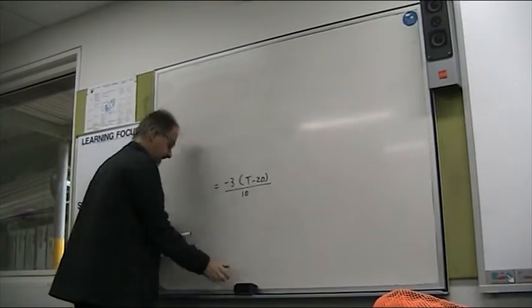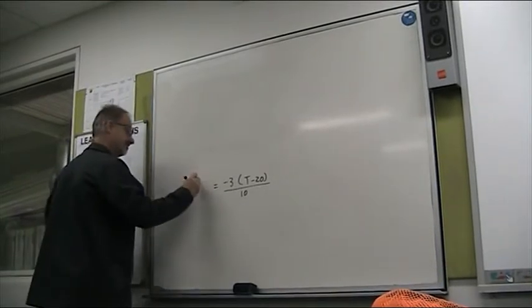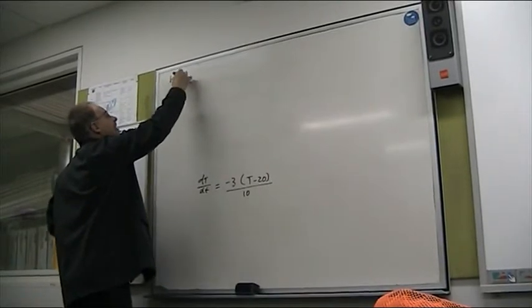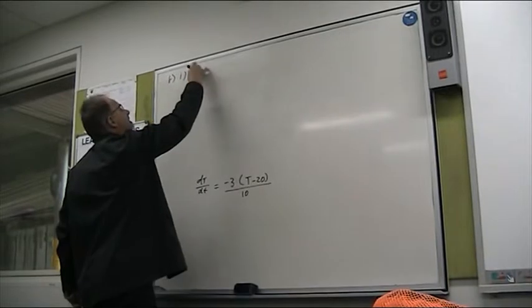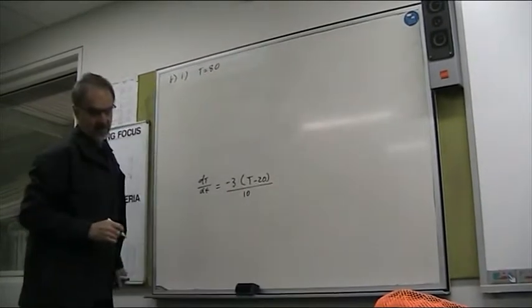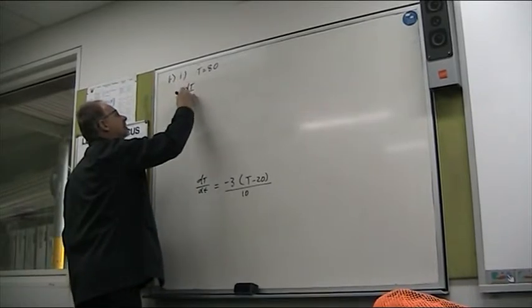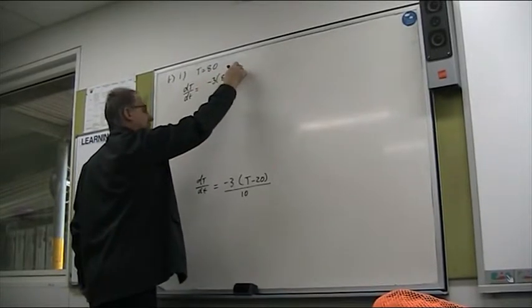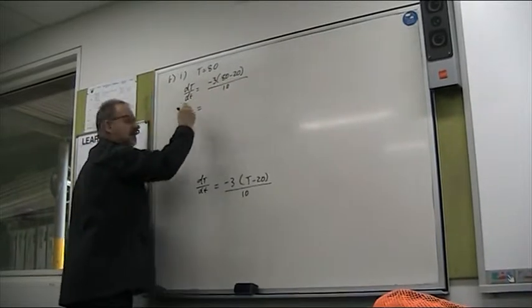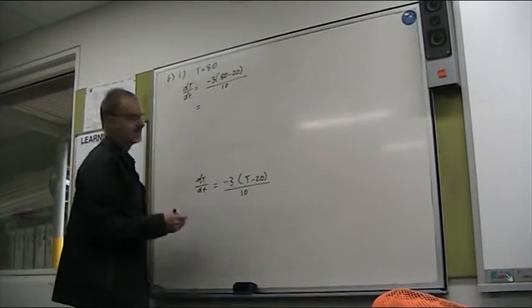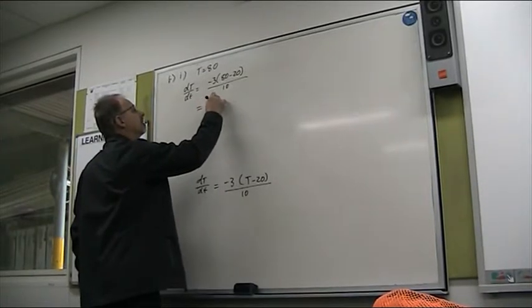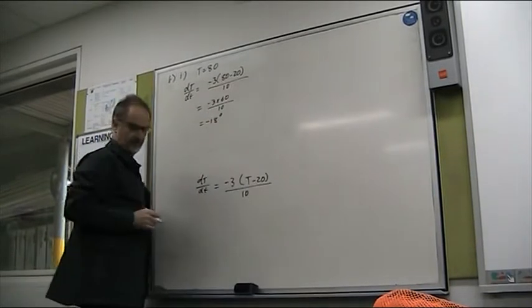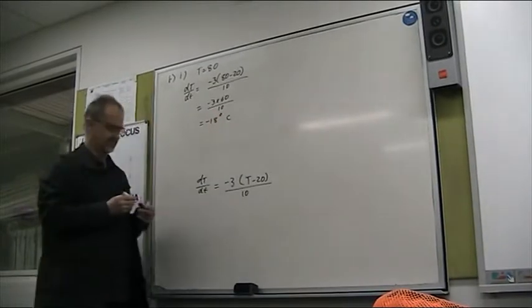So part B, there's our time. It's our change in temperature and time. Part B, number 1, says when temperature is 80. So when temperature is 80, we put 80 in, and you would get -3 times 60 over 10, which is -18 degrees Celsius.